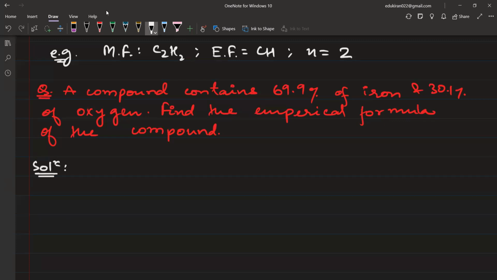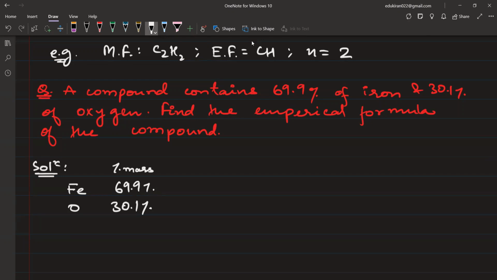Now, read this question and just think about how we can get the empirical formula from here. So we have two things. We have Fe and we have oxygen. And we have been given its mass percentage. Fe is 69.9% and oxygen is 30.1%.